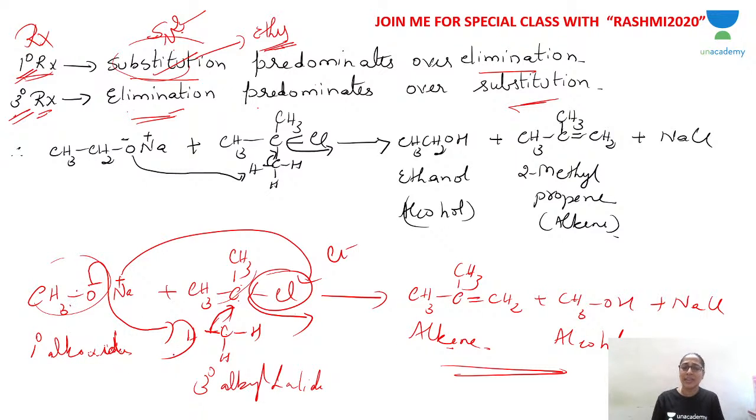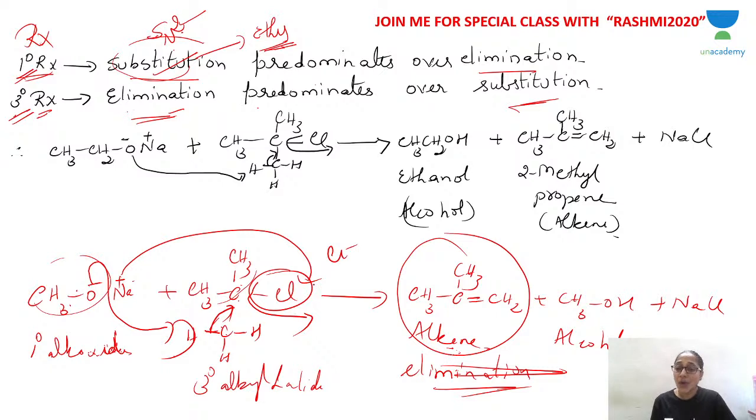So the alkoxide ion will take up H plus and give you alcohol. Na plus and Cl minus will give you NaCl. So the elimination product, alkene, you get. The alkene is formed due to elimination, beta elimination reaction, dehydrohalogenation. Again, this you have learned in your haloalkanes chapter. This is what happens.